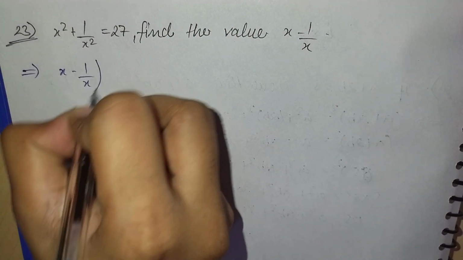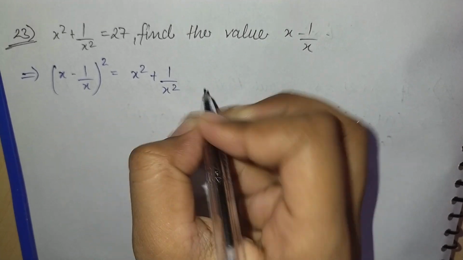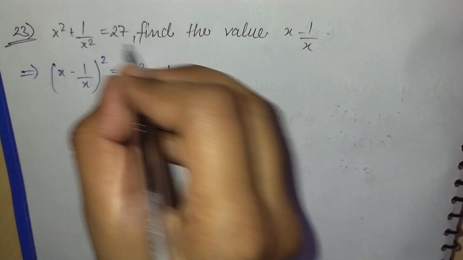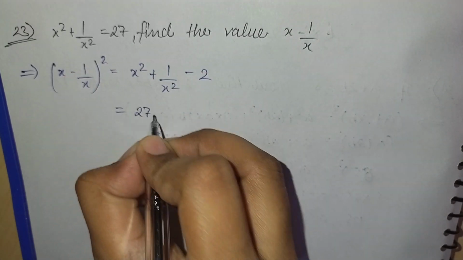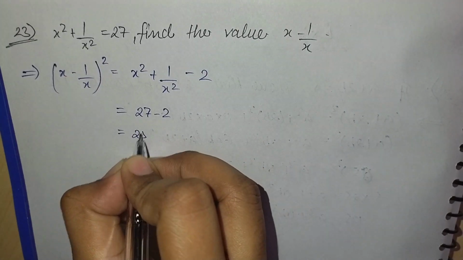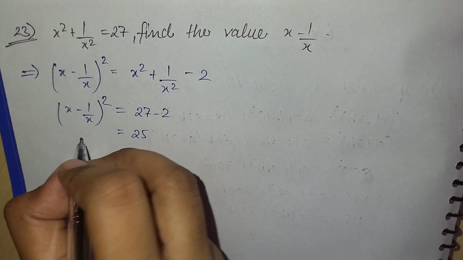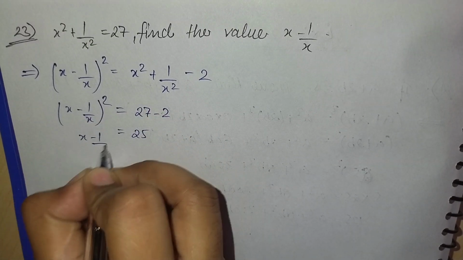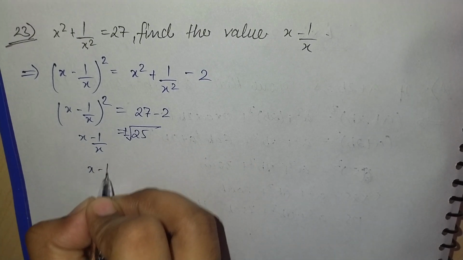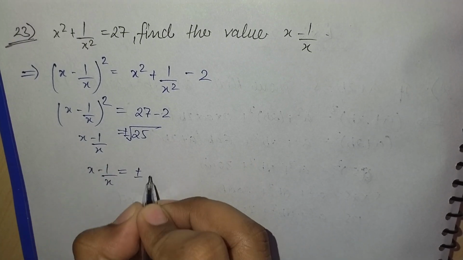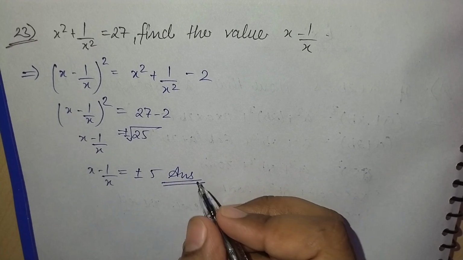So (x minus 1 by x) whole square equal to x square plus 1 by x square minus 2. Putting the value of x square plus 1 by x square in this, we will get 27 minus 2 equal to 25. So here we will take the under root of this. So x minus 1 by x is equal to under root of 25, which is plus minus 5, as the answer of this question.